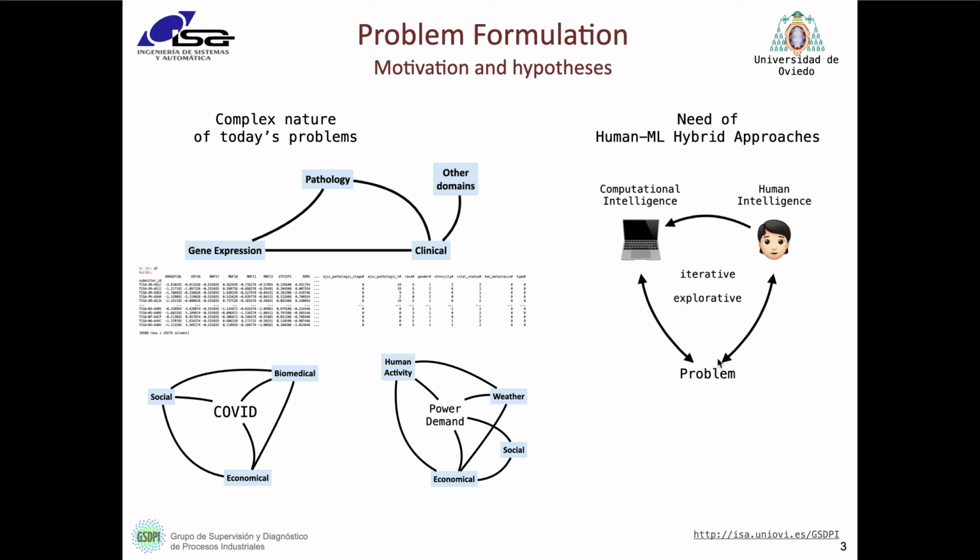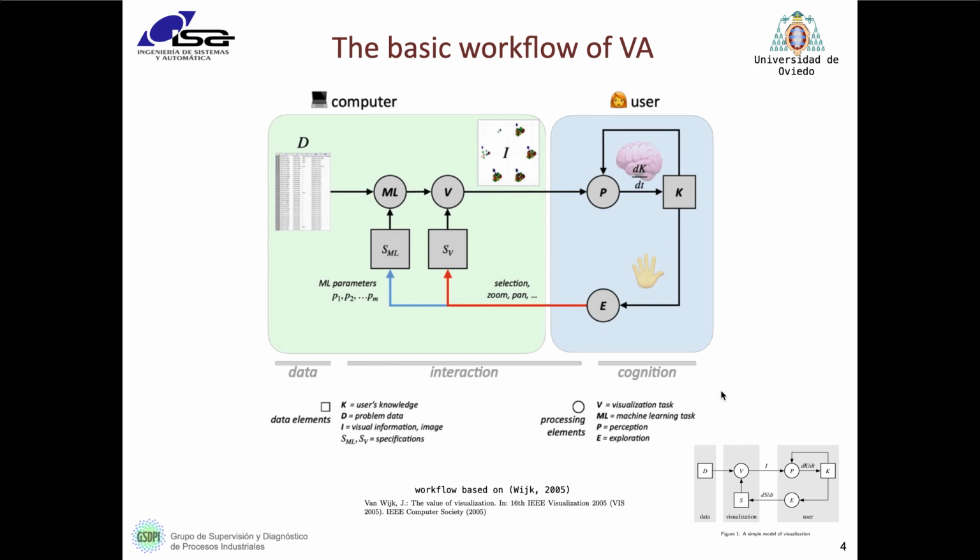The basic workflow is presented in this slide. It is based on the workflow of Van Wijk, shown below. The data is processed by the computer using machine learning and visualization. The visual image goes through the perception system, P, incrementing the knowledge, K. The acquired knowledge modulates the perception and triggers exploration mechanisms, E, to discover more. These mechanisms modulate the machine learning and visualization operations to satisfy the needs of the user.